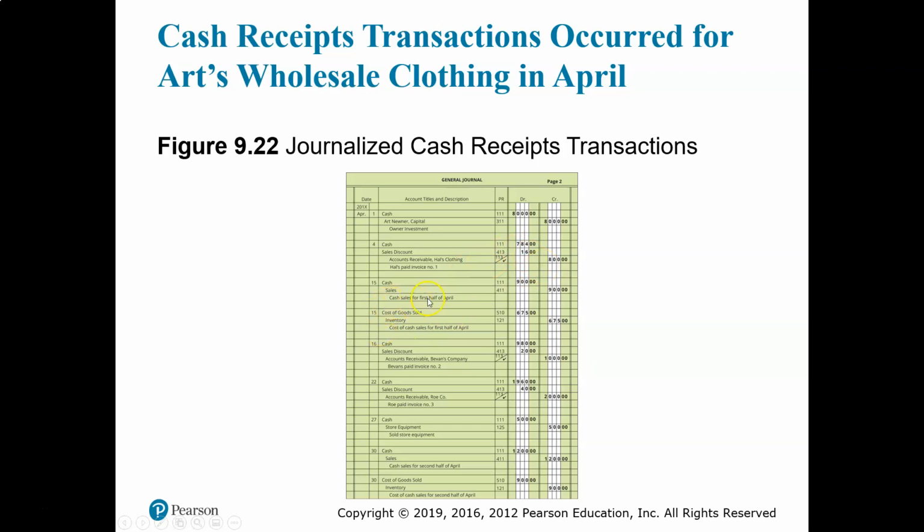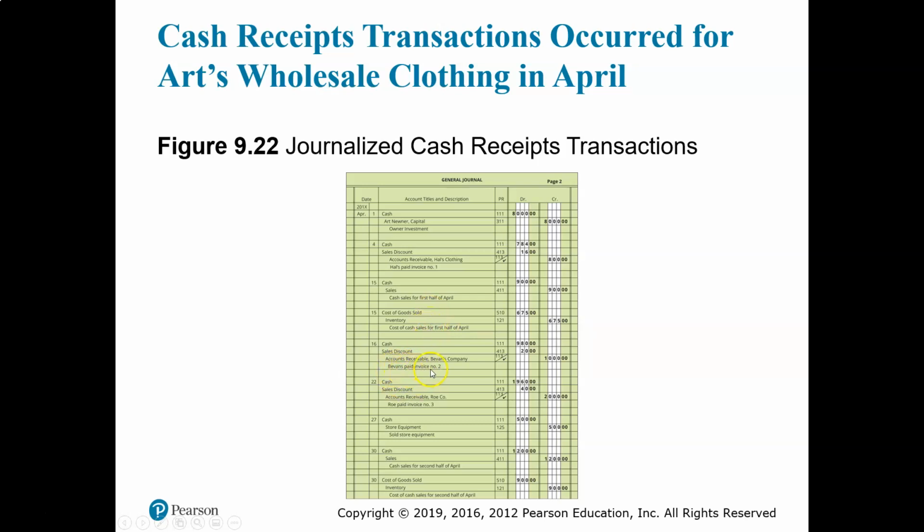Okay, cash sales for the first half of April. So you debit cash, credit sales. There were transactions on the first page for each one of these, but I'm just looking at the description. Cost of cash sales for the first half of April. So you're debiting cost of goods sold, crediting inventory.